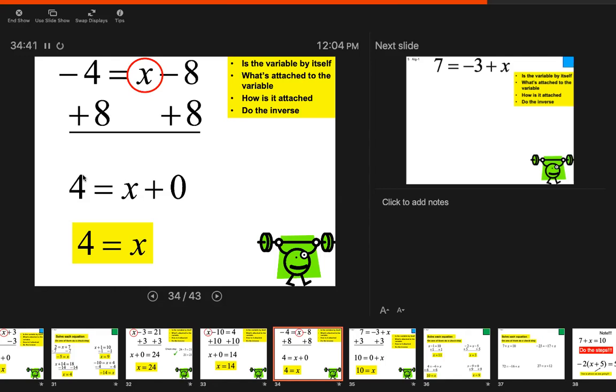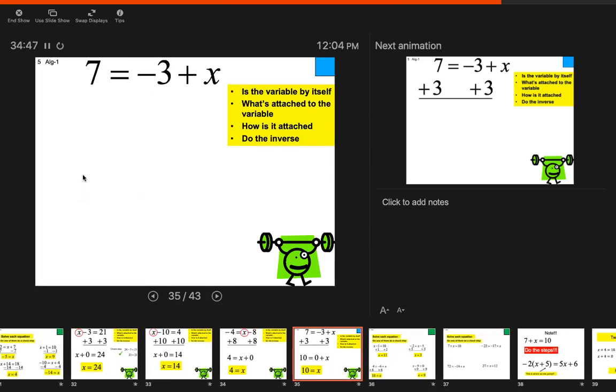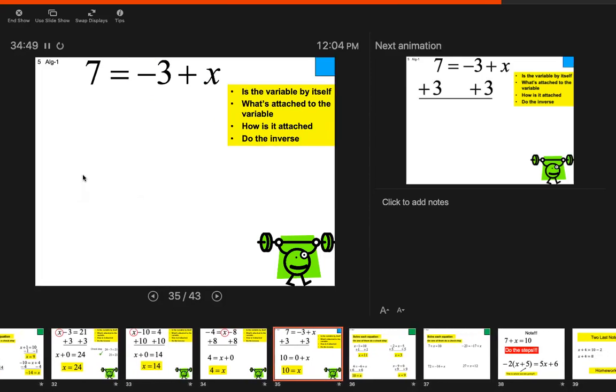Give me a thumbs up or thumbs down if you think you at least kind of know the process. Okay, good. I think you do too. All right, you ready? This is the one that will kick everyone's butt. Do you see it? How is this number attached to x? Doesn't it look like addition? It ain't addition. X is attached to -3 by addition, but how is 3 attached to x?